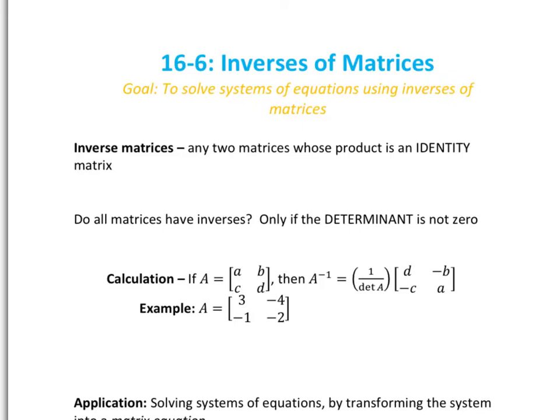So we all know what inverse numbers are. An example would be 2/3, and the inverse would be 3/2. The reason they're inverses is because when they multiply together, they come out to 1. So, an inverse matrix is going to be similar to that, but a little bit different. An inverse matrix is going to be two matrices whose product is an identity matrix.